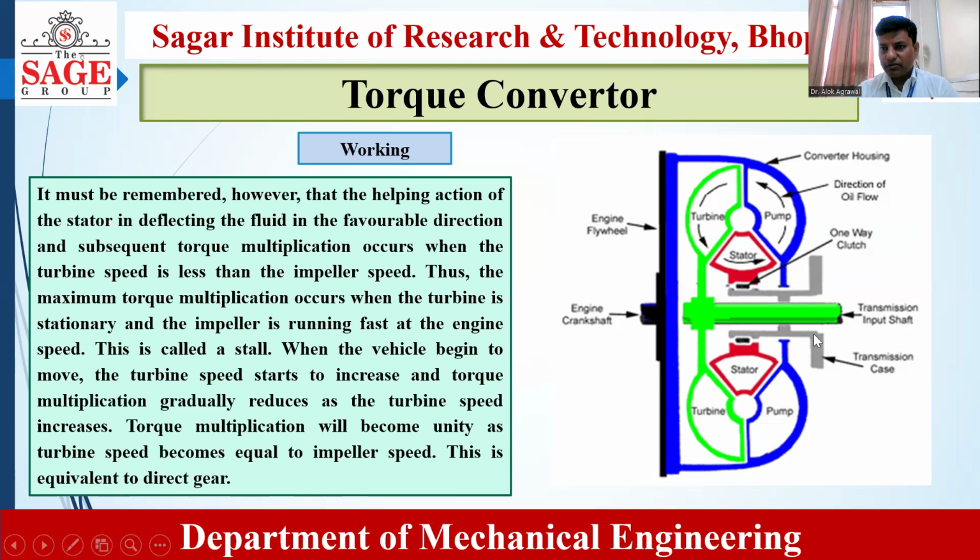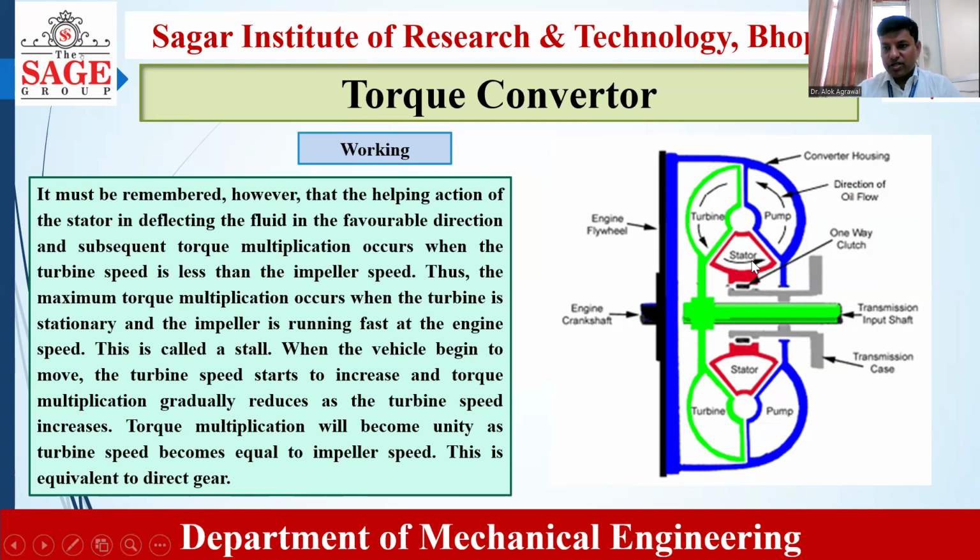Once this blue component, which is the pump, takes the power from the engine crankshaft and starts rotating, it throws out the oil, and that oil enters at the outer edge of the turbine. When this oil hits the turbine blade at the outer edge, it travels in such a direction, because of the design of the turbine blade, that it makes a proper path and comes from the center of the torque converter.